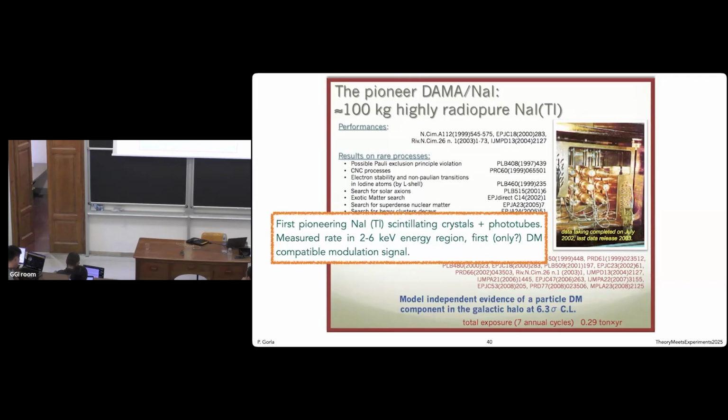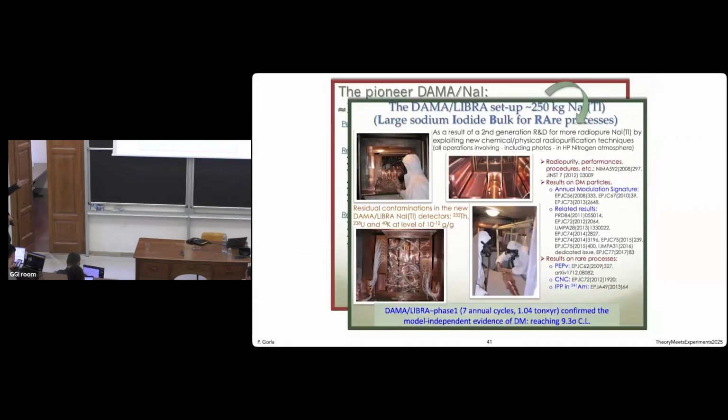This is the most simple detector you can imagine. There is no radiation discrimination, no particle identification, nothing, just pure rate measurement. So you also have to deal with the fact that you have quenching of different radiation and so on. But after all, they look in this region and they do see an annual modulation signal. This annual modulation signal was then tested a number of times.